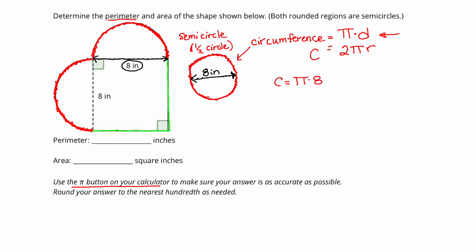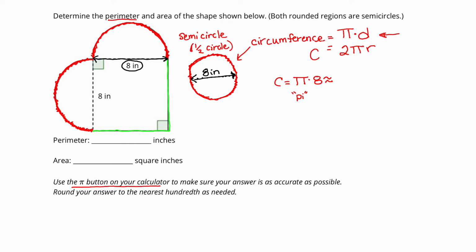Round your answer to the nearest hundredth as needed. So if I want to take 8 times pi and get an approximation that's as accurate as possible, I'm going to use that pi button on my calculator. If you're using Desmos, recall that pi on Desmos is simply the word pi. So you just type pi and it gives you pi in Desmos. That being said, let's take our pi button on our calculator and multiply it times the number 8.